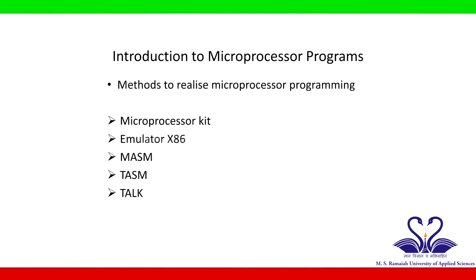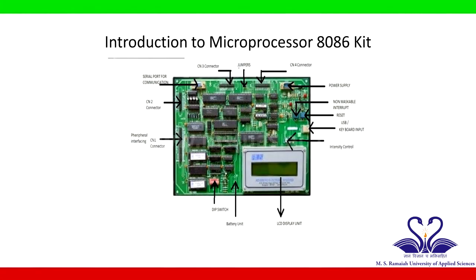There are various methods by which a microprocessor program can be executed. A program can be physically executed using hardware kit by entering through keyboard or by downloading the hex file using Talk software. The program can be executed virtually without a physical processor, and output can be seen using MASM, TASM and emulator x86. Now, let us understand the various parts of 8086 kit and learn how to use it.